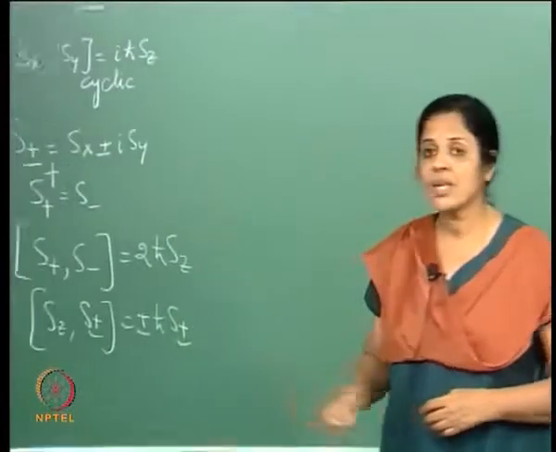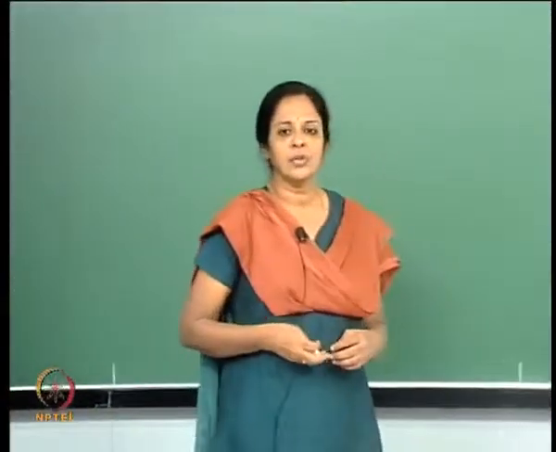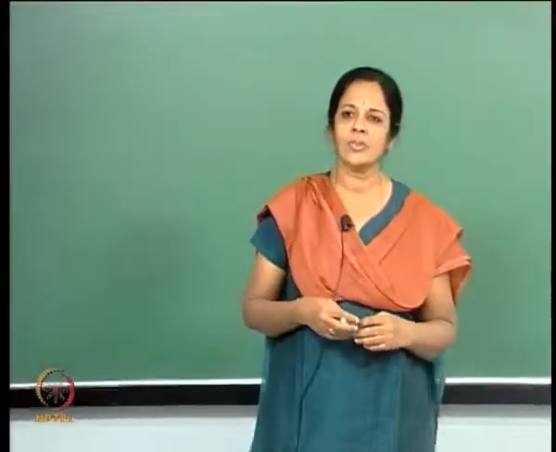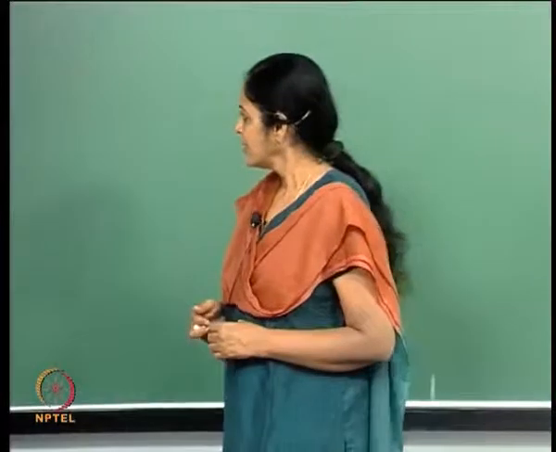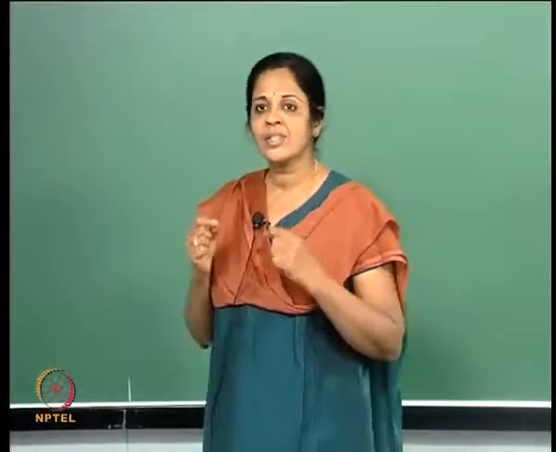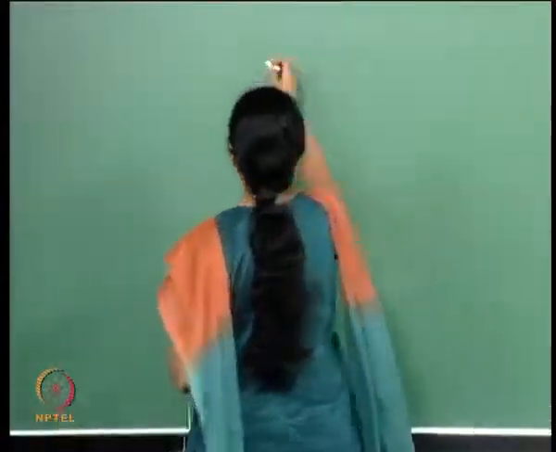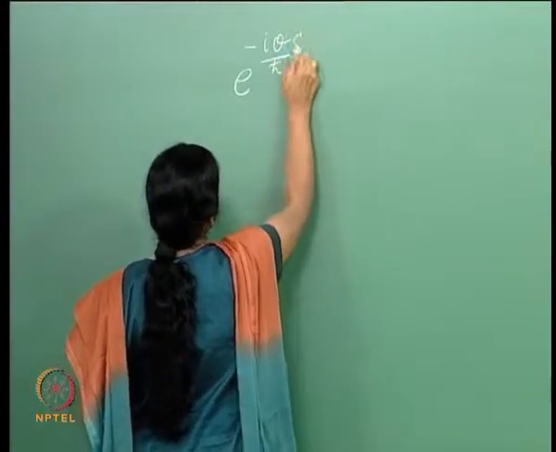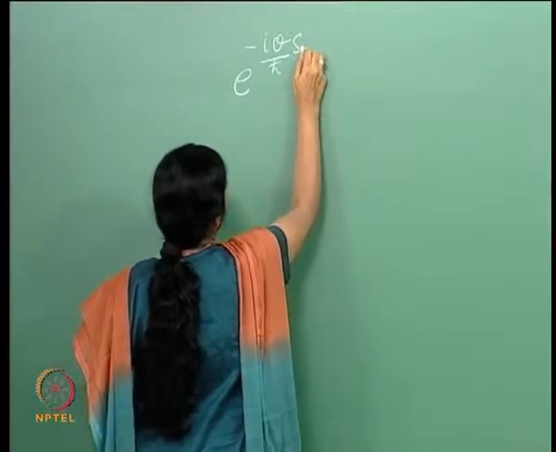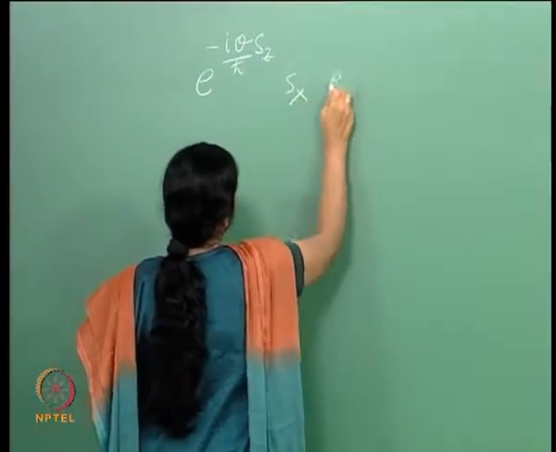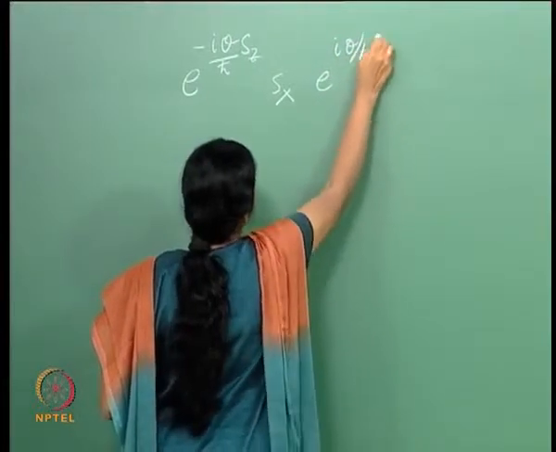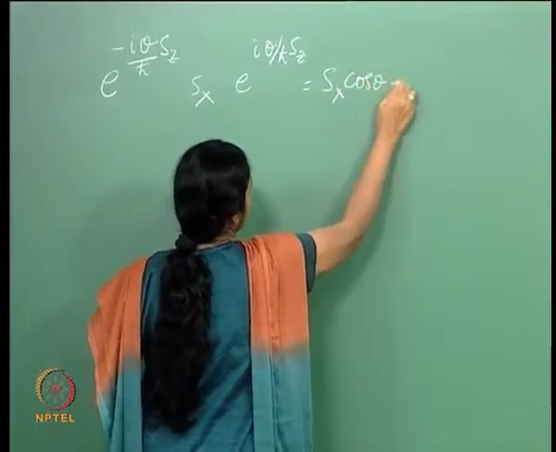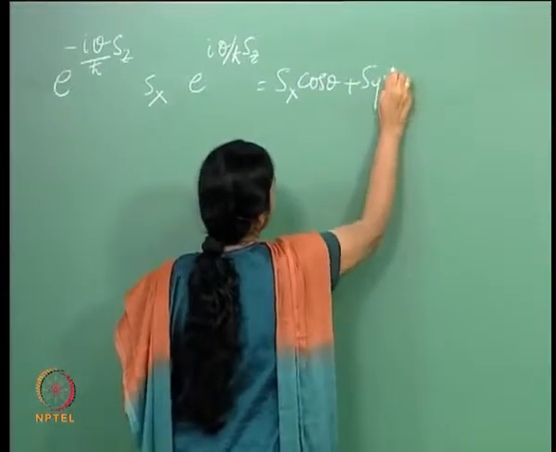We certainly use this algebra extensively in the study of the spin doublet, the two-level atom problem, and also the three-level atom problem. Further, at one stage I derived the following relation: e to the minus i theta by ħ Sz, Sx, e to the i theta by ħ Sz is Sx cos theta plus Sy sin theta.